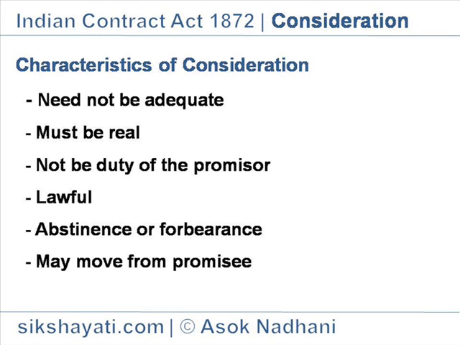Example, A and B, two brothers on partition of joint family property, agree between themselves to invest some money to support their mother. The mother may now enforce A and B to make the investment, as she was the beneficiary of the consideration to the contract, though she was not a direct party to the agreement.